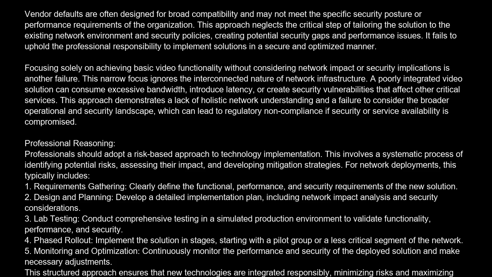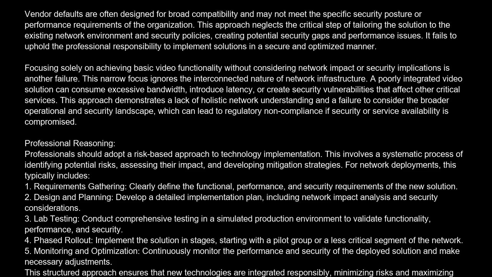Professional reasoning. Professionals should adopt a risk-based approach to technology implementation. This involves a systematic process of identifying potential risks, assessing their impact, and developing mitigation strategies. For network deployments, this typically includes: 1. Requirements gathering. Clearly define the functional, performance, and security requirements of the new solution. 2. Design and planning. Develop a detailed implementation plan, including network impact analysis and security considerations.